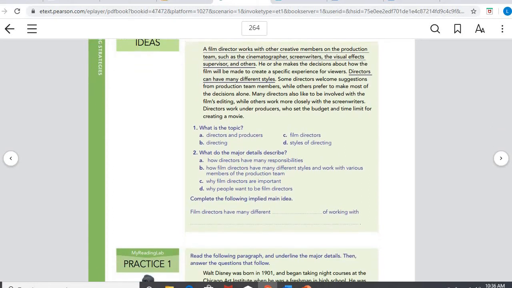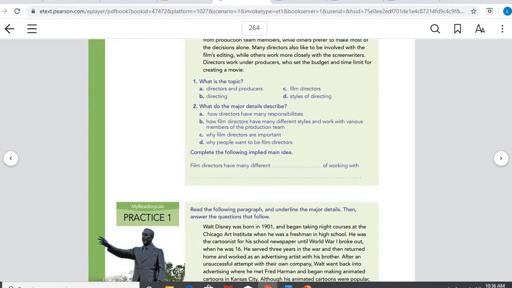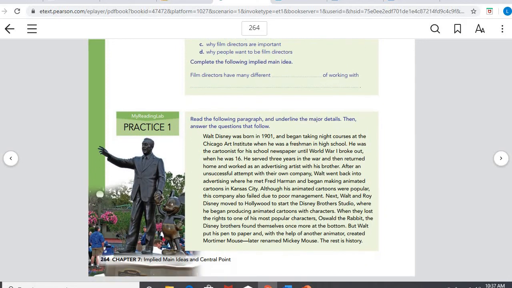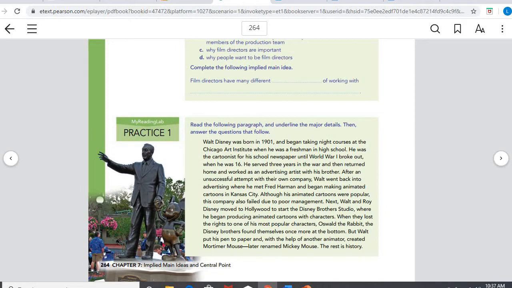Okay, and this is, again, a little extra practice, but we're actually going to go down to practice number 1 on page 264. And I'll read some of these with you. I will not do the longer readings, but I don't mind doing these smaller practice readings with you. So practice 1 on Walt Disney at the bottom of page 264.